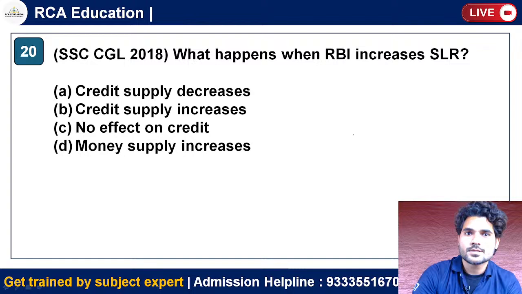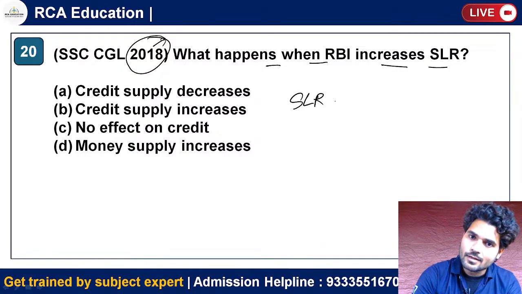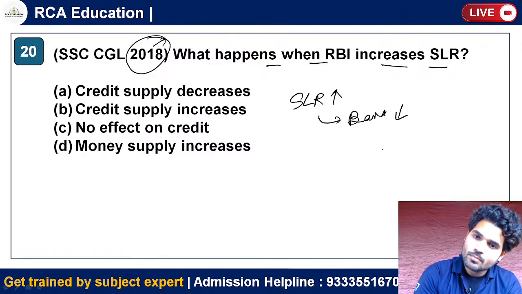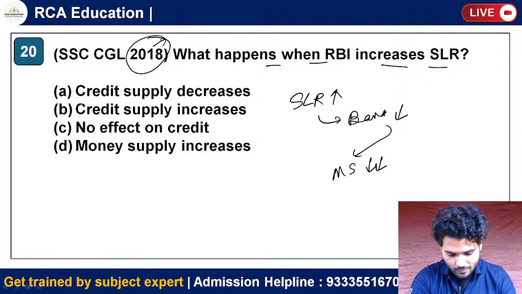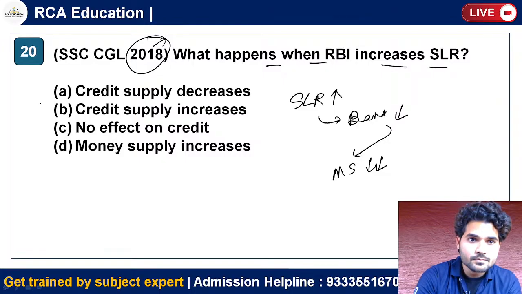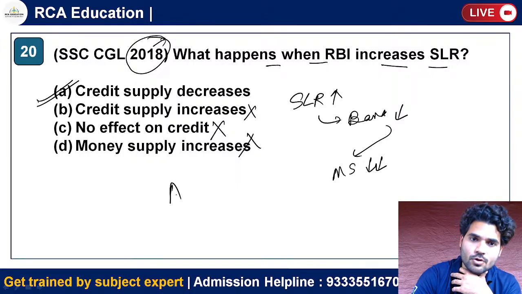And the last question is SSC CGL 2018. What happens when RBI increases SLR? When RBI increases SLR, it means banks have less money to lend, less money to give loans. So the money supply decreases and the credit supply decreases. Credit supply increase? No. No effect on credit? No. Money supply increase? No. So the credit supply decreases, option number A.